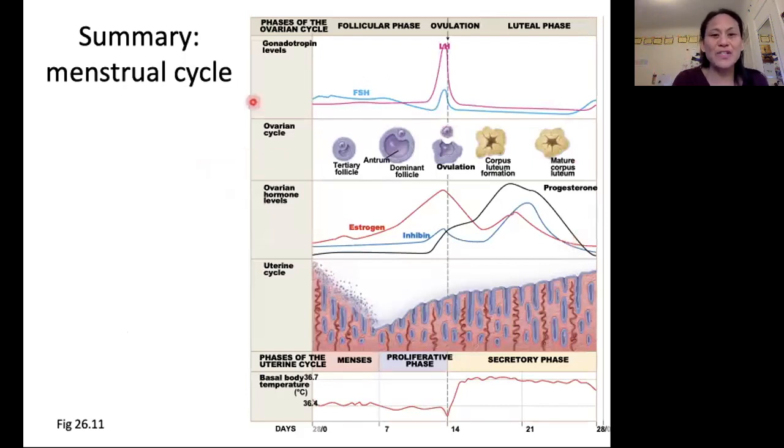I just want to close by showing you this figure from your book that summarizes all of the events of the menstrual cycle. You can see the events of the ovarian cycle here. You can see the events of the uterine cycle here. You can see what is happening with the gonadotropin levels, LH and FSH, as well as the hormones coming from the ovaries. And then finally, you can see body temperature changes as well. This is something that I did not really talk about, but progesterone actually causes a slight elevation of body temperature. So you see that in the luteal phase.